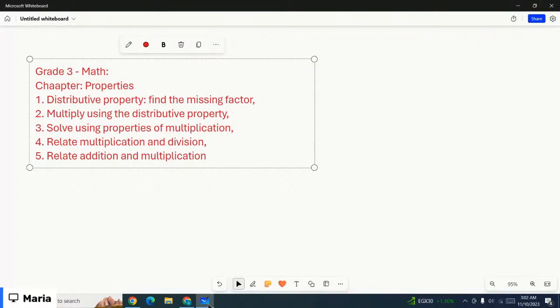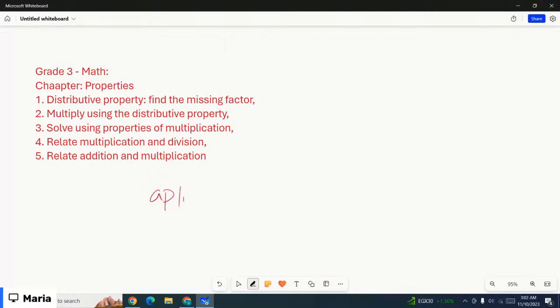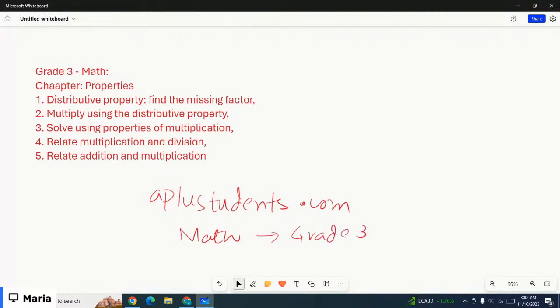We are here for grade 3 math. You can find all the lessons on aplusstudents.com. You have to log in there using your email address and password as provided by the administrator. Then select math from the subject tab, scroll down to grade 3, and click on view all lessons. There you can find a list of the chapters.